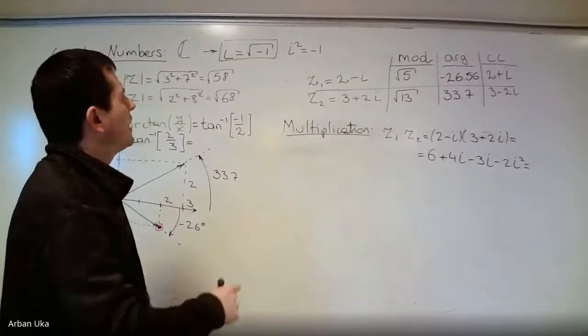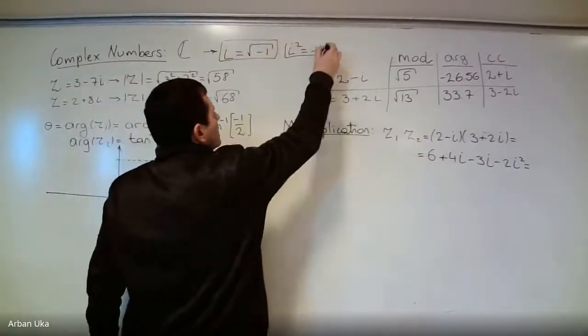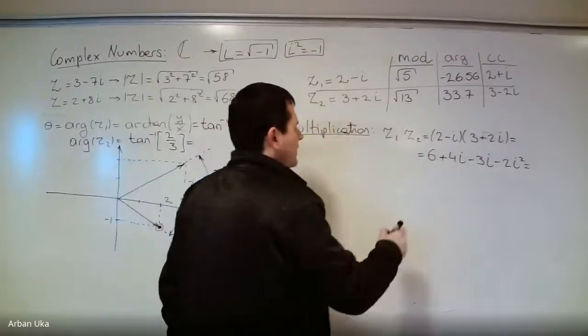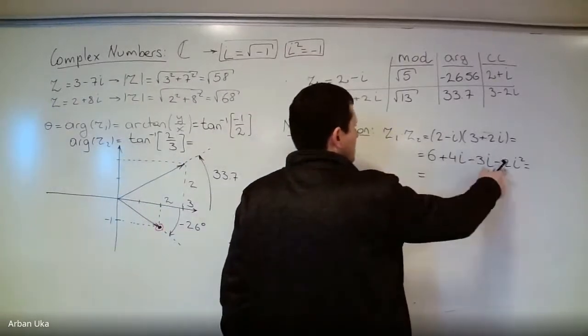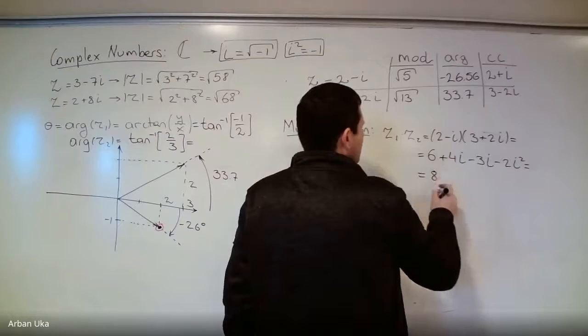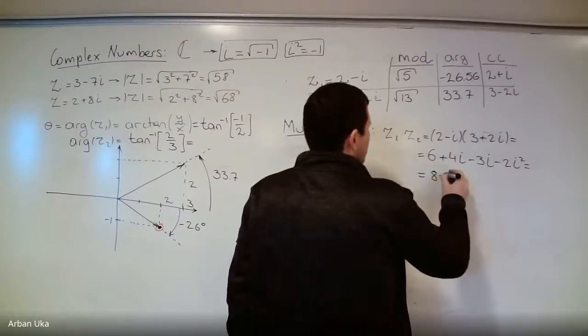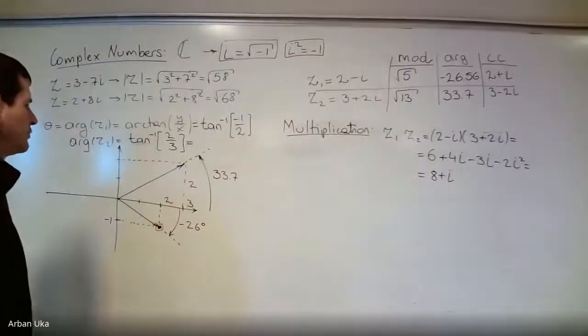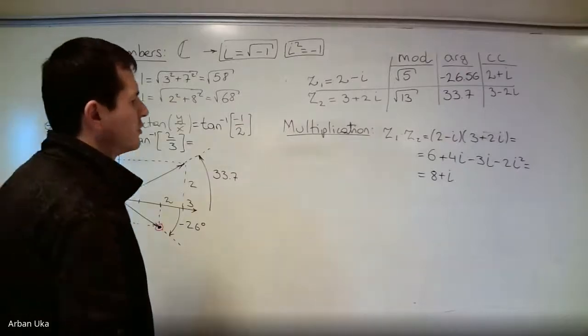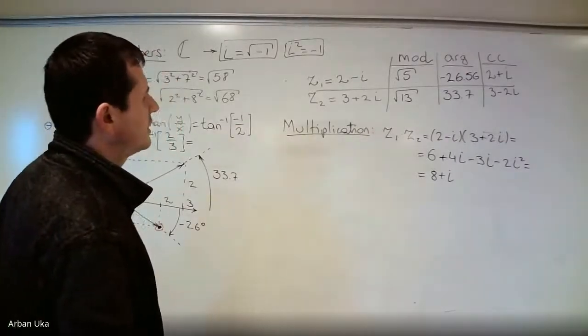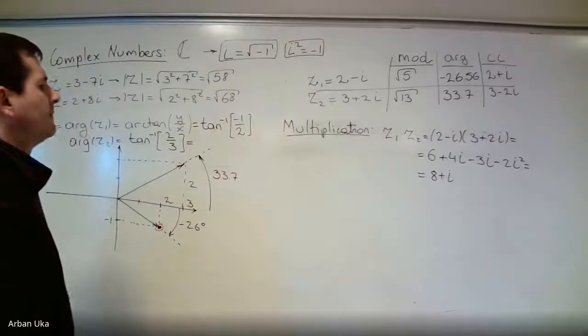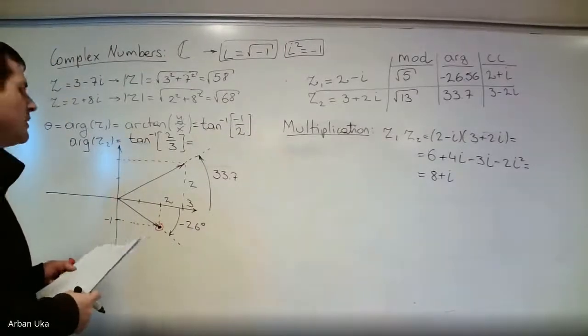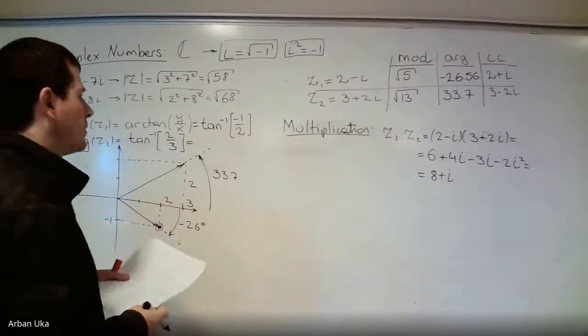And then we know that I squared is equal to minus 1. So we don't forget this. And we get 6 plus 2, this is 8. Okay? Plus I. So this would be the multiplication between Z1 and Z2. Is everything okay? I think that's fine. So this is the definition of the multiplication.